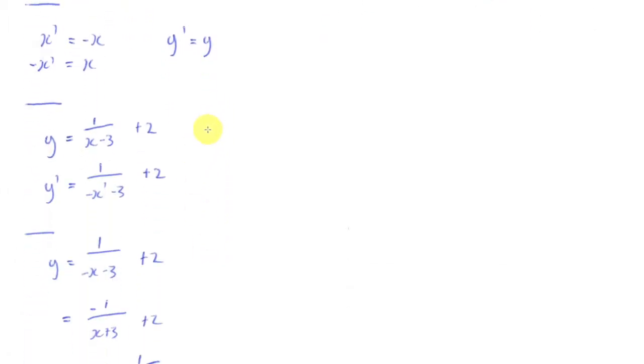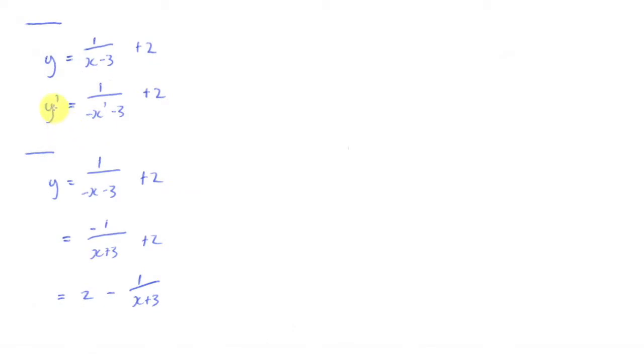Next stage, I'm going to sub the x prime, y prime into the original function. So I've got y equals, this is the original. But instead of putting in y, I'm going to put what y is equal to. So y is equal to y prime. And instead of putting in x, I'm going to put what x is equal to. X is equal to negative x prime. So that's it there.